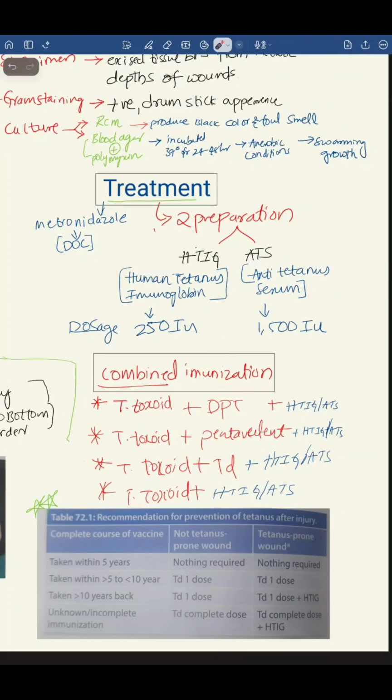In a tetanus-prone individual, for more than 5 years up to 10 years, you can use one dose of TD. For more than 10 years, you can use one dose of TD plus HTIG. If unknown or incomplete, you can use complete TD plus HTIG.